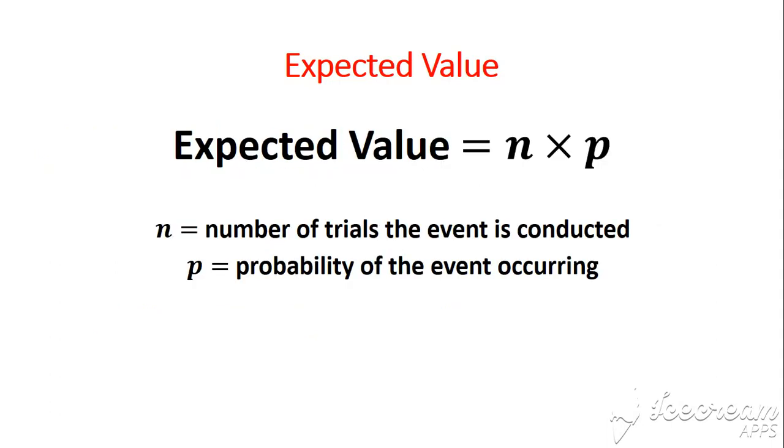So here's a little formula that will be useful as we solve more complicated problems. The expected value is equal to n times p. n is the number of trials that the event is conducted, and p is the probability of the event occurring.